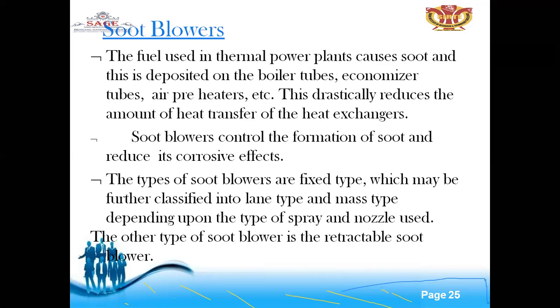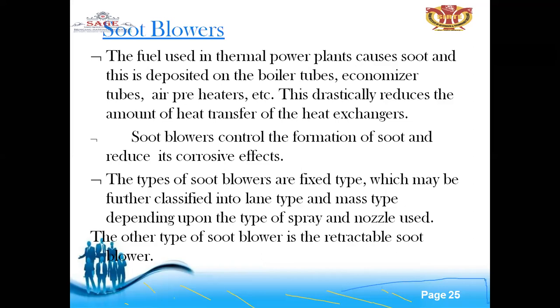सूट ब्लोअर्स control the formation of the soots and reduce its corrosive effects. तो सूट ब्लोअर्स इसके लिए लगाए जाते हैं ताकि उनके फॉर्मेशन के सूट्स के फॉर्मेशन को, लेमिनार लेयर के फॉर्मेशन को हम कंट्रोल कर सकें ताकि उससे जो कोरोसिव इफेक्ट है उसको हम बचा सकें.